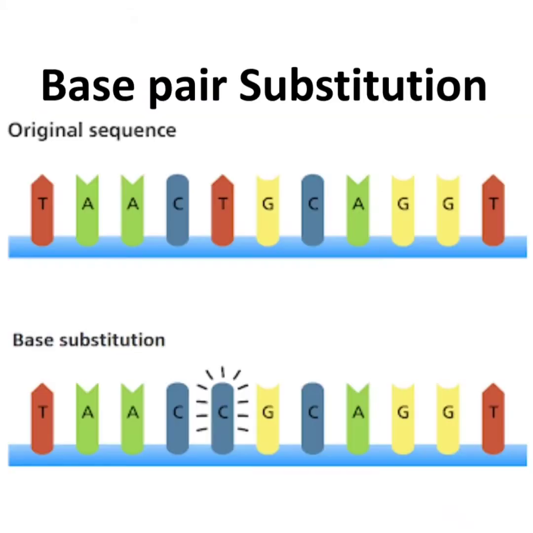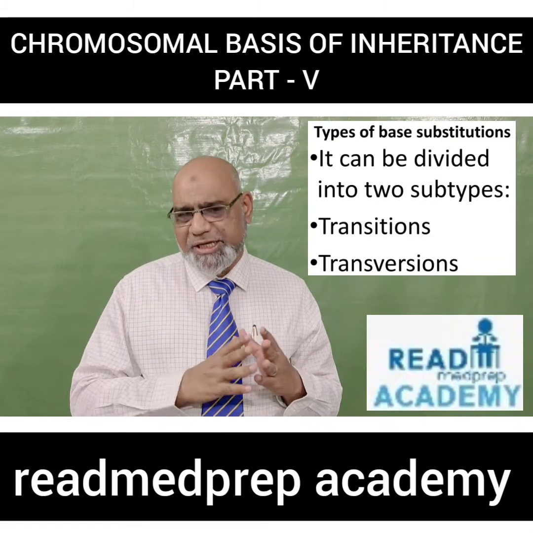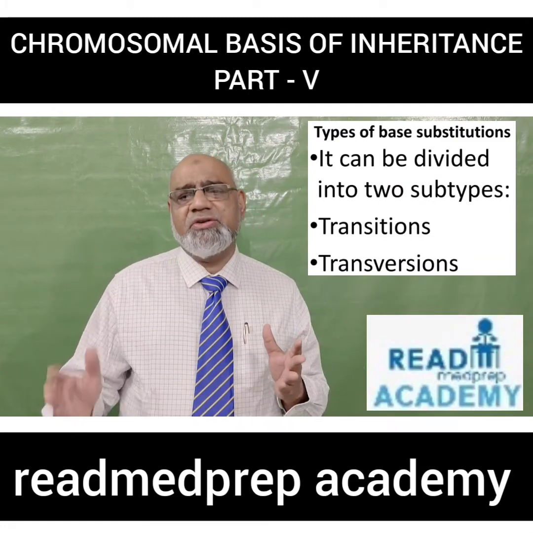by another. Here you can see the base pair substitution, the original sequence being TAA, CTG, CAG, GT. In the base substitution, the nitrogenous base T is replaced by C. So the sequence becomes TAA, CCG, CAG and GT. It can be divided into two subtypes, transitions and transversions.